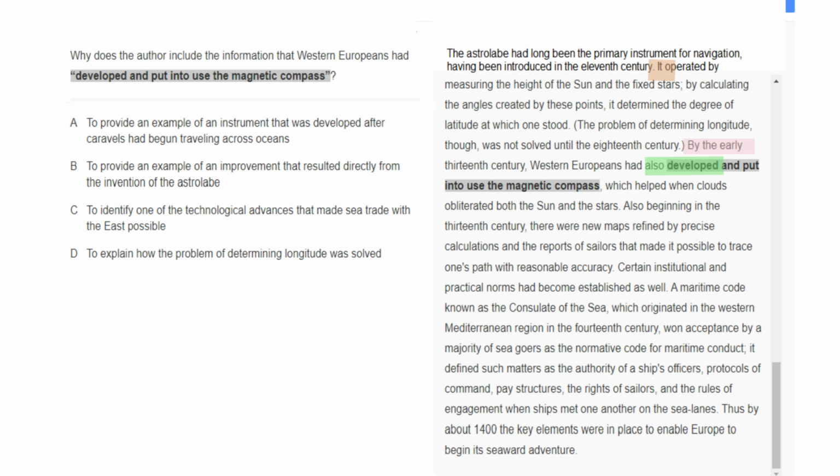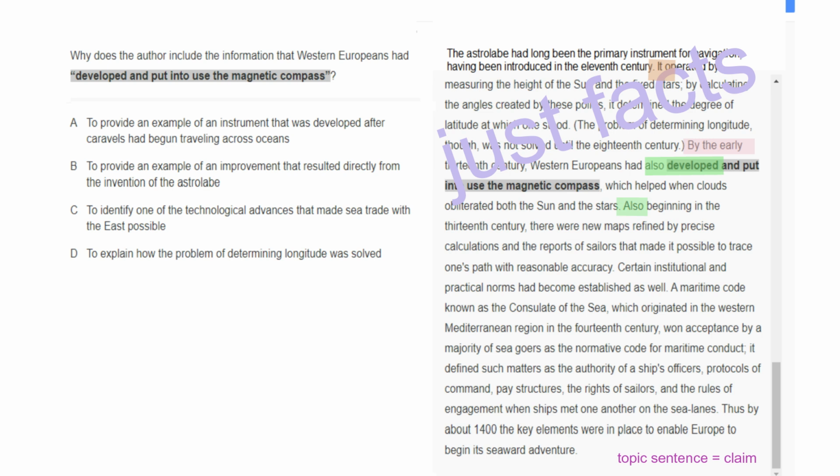It was used for measuring the height of the sun and the fixed stars. In contrast, the magnetic compass was used when the sun and stars were not visible. But this information does not help us understand why the author is talking about the magnetic compass. So we should read the sentences after the highlighted one.